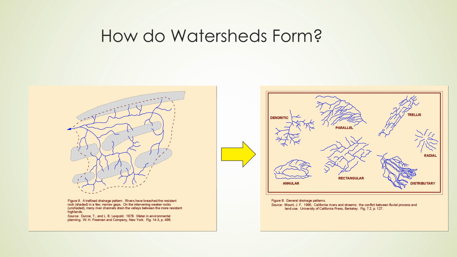The pattern shown on the left is a trellis pattern, which is listed in the right figure as the upper right pattern. The dendritic pattern, which is the upper left, is the most common drainage pattern that develops.